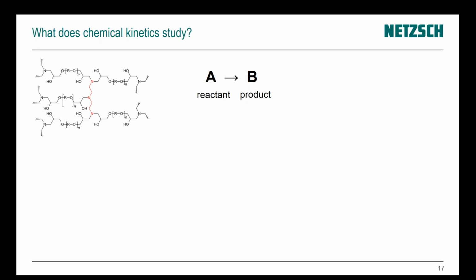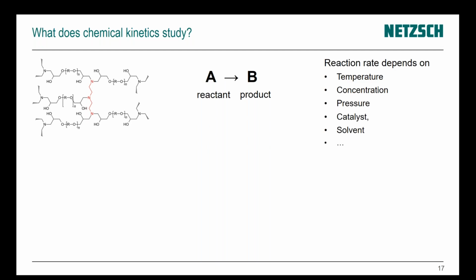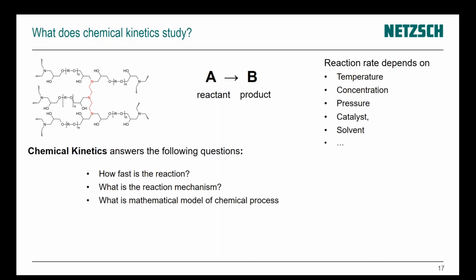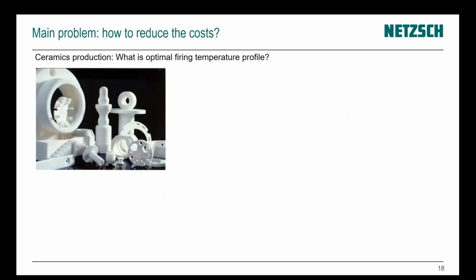And we have some reaction rate from A to B, which depends on temperature, concentrations, and other parameters. If we speak about a reaction rate, then we have chemical kinetics, which can answer the questions: how fast is this reaction rate? What is the reaction mechanism? And how to describe the reaction mechanism mathematically. We use Kinetics Neo software to answer all these questions.